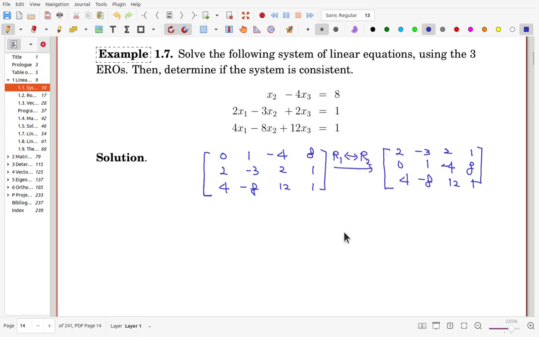Now we have to eliminate this 4. How? Just twice R1 is subtracted from R3. So R3 will be replaced by R3 minus twice R1. Then the other rows are the same: 2, minus 3, 2 and 1, 0, 1, minus 4 and 8.